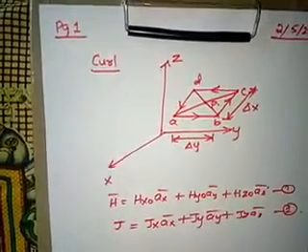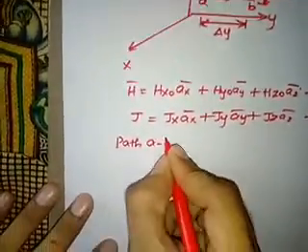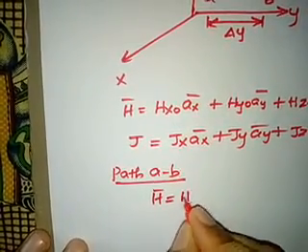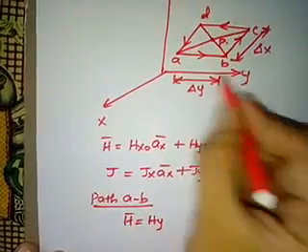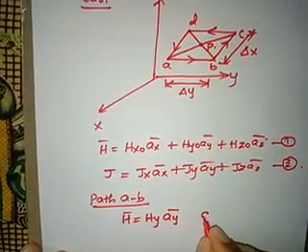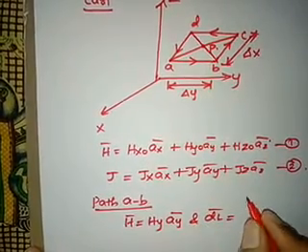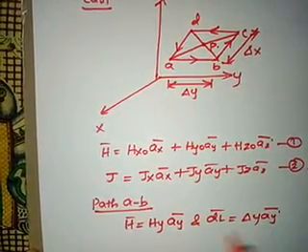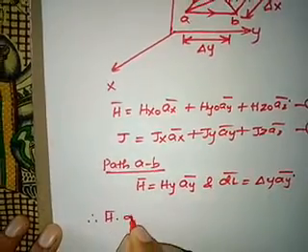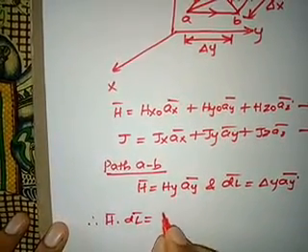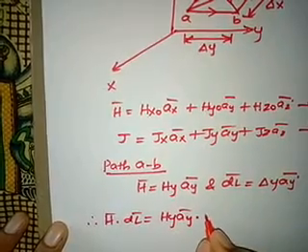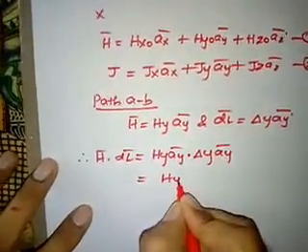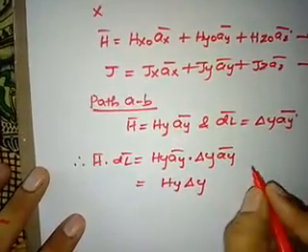Now along the path A to B, we have H bar equal to Hy, that is the component of H along the y direction, into Ay bar, and dl bar is equal to delta y, that is the elemental length, into its unit vector Ay bar. Therefore H bar dot dl bar will be equal to Hy Ay bar dot delta y Ay bar. Ay bar dot Ay bar is 1, so it will be Hy delta y. Take it as equation 3.